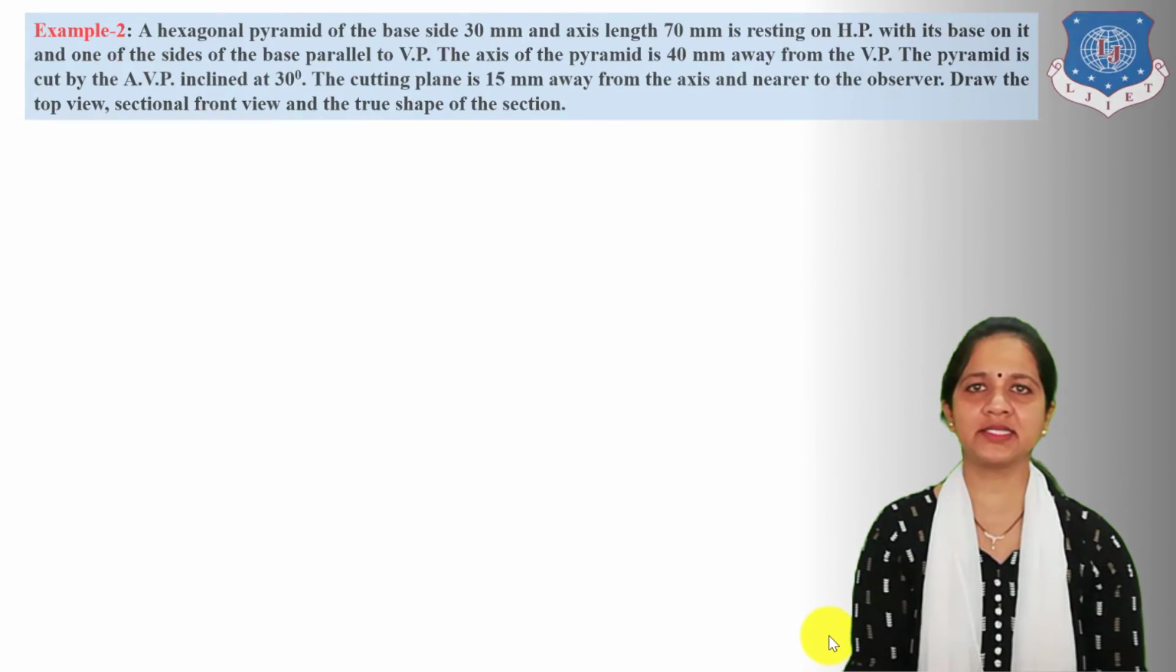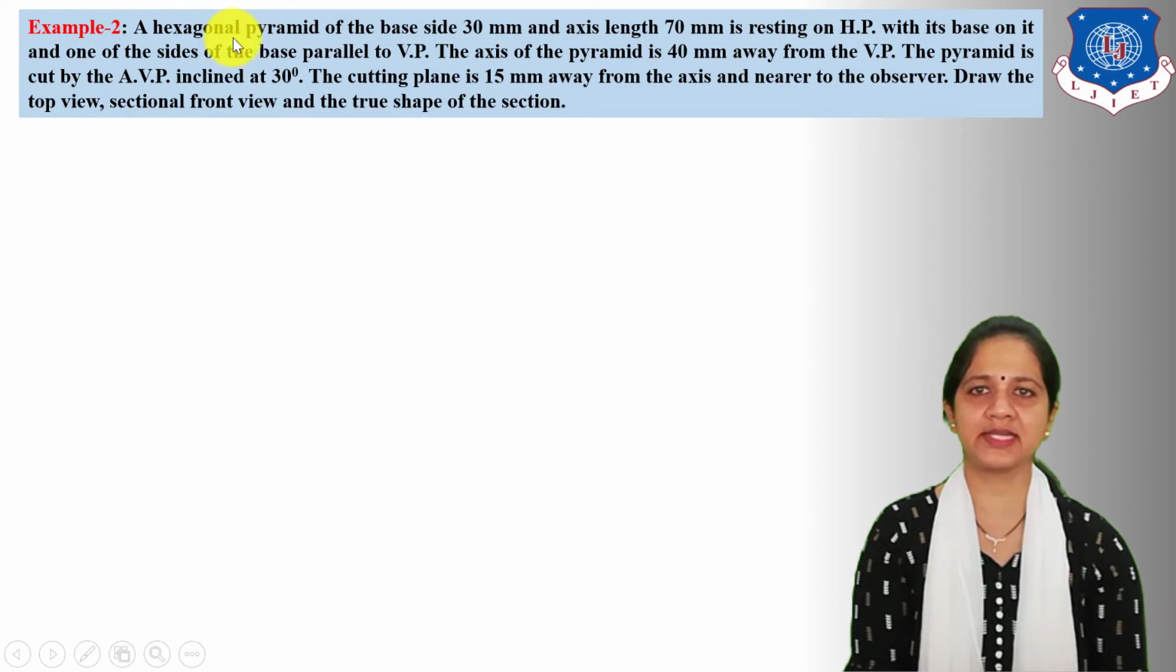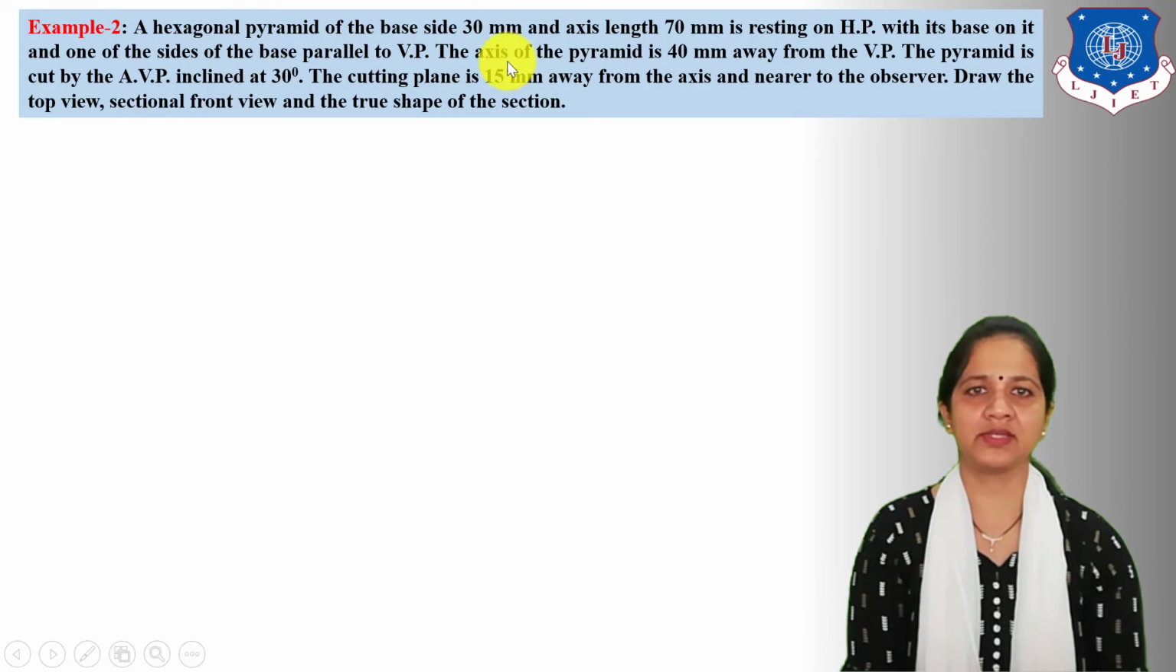Next, let us solve the second example. A hexagonal pyramid of base side 30 mm and axis length 70 mm is resting on HP with its base on it and one of the sides of the base parallel to VP. The axis of the pyramid is 40 mm away from the VP. The pyramid is cut by the AVP inclined at 30 degrees. The cutting plane is 15 mm away from the axis and nearer to the observer.